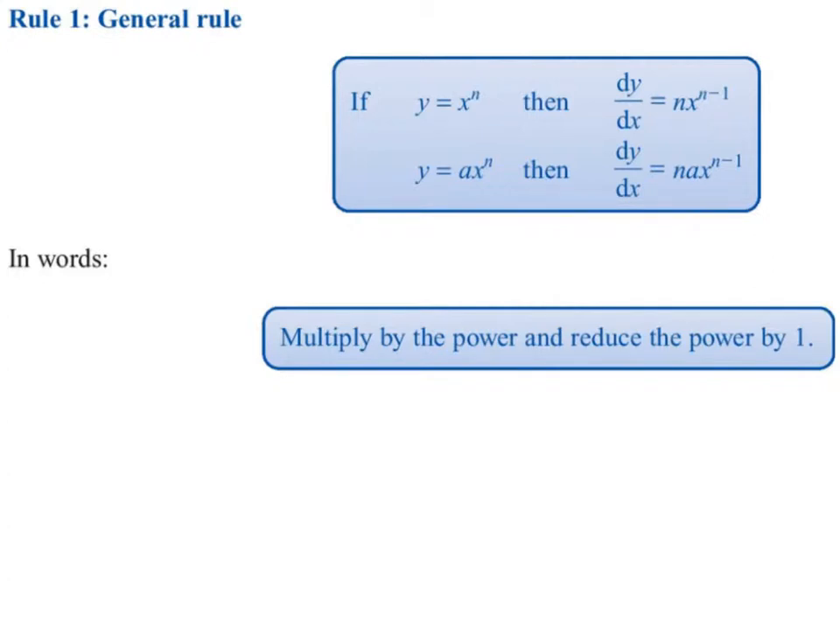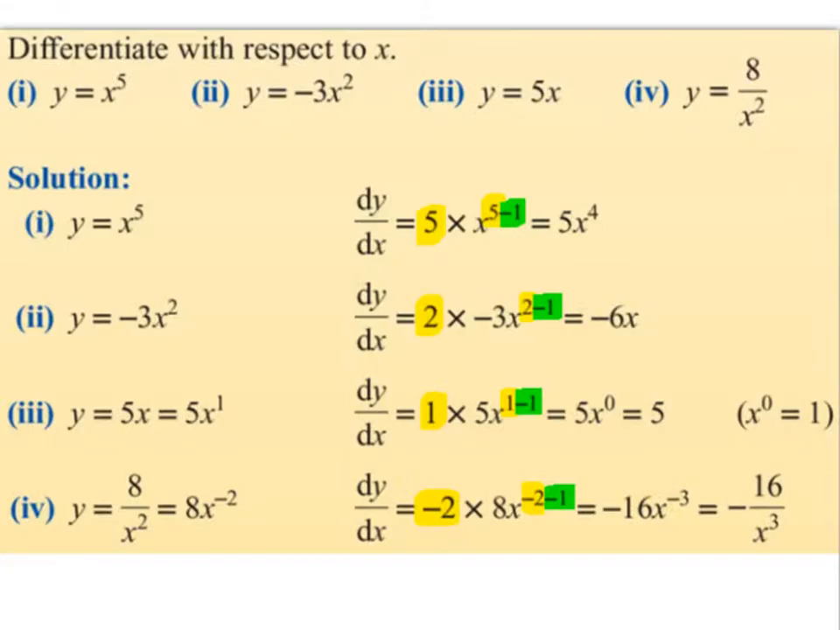But the rule in words is multiply by the power, or you could say bring down the power and reduce the power by 1. So differentiate with respect to x. So y equals x to the power of 5. So we bring the power down in front, the 5 comes down in front, we reduce the power by 1. 5 minus 1 is 4. So dy dx, the derivative, is 5x to the power of 4.